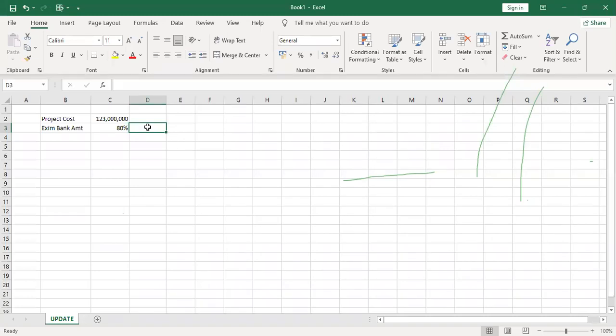The word Exim Bank is in cell B3. 80% is in cell C3. Then press the cursor in cell D3 and we calculate 80%. So press equals, which is on the keyboard. Click on the project cost, 123 million.